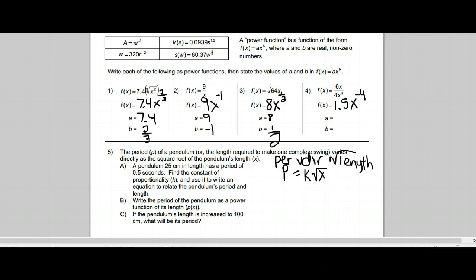Okay, so now we're going to put in part A. A pendulum 25 centimeters in length has a period of 0.5 centimeters. So our period is 0.5. That's going to equal k times the square root of the length, which is 25.